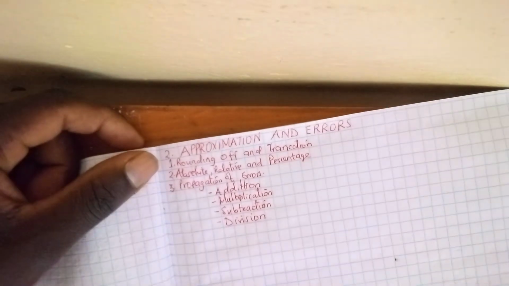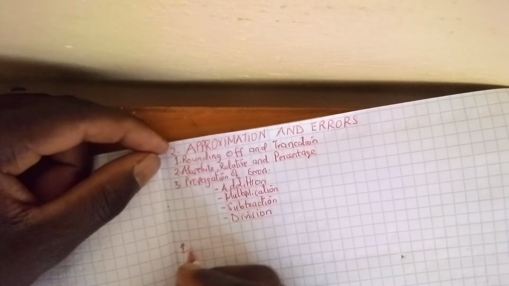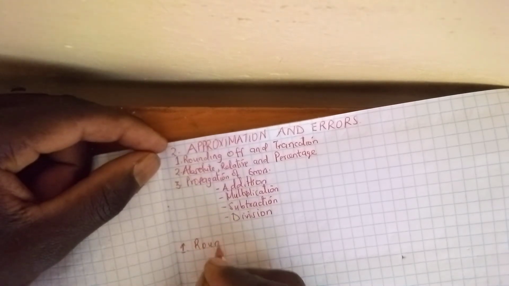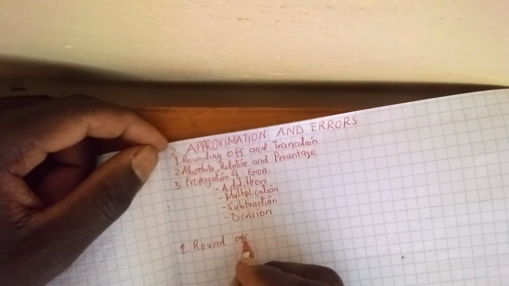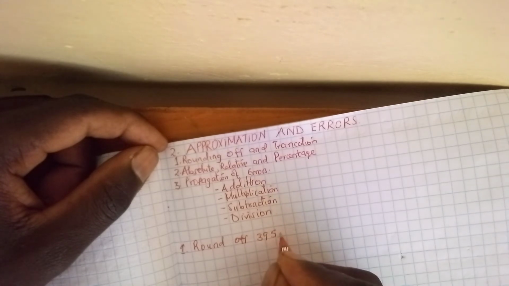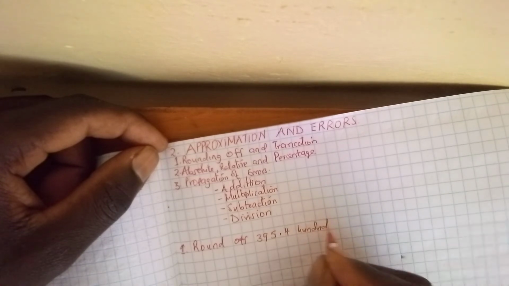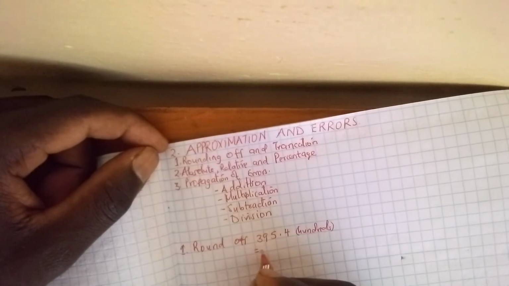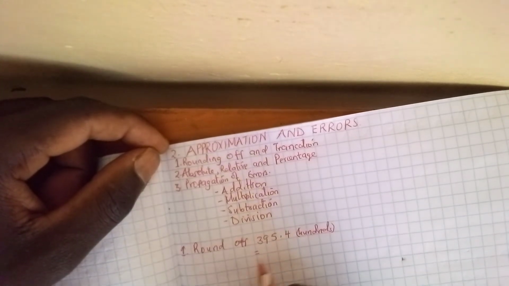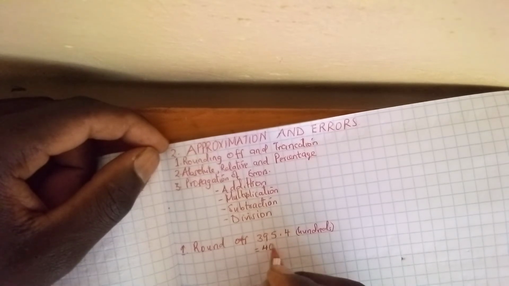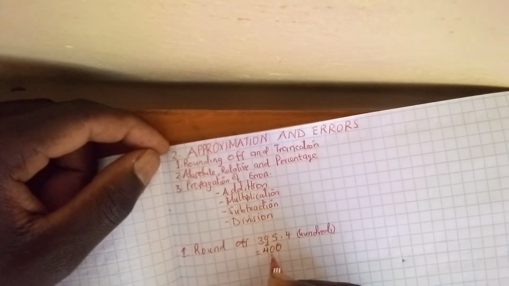Starting with the first one, when you round off, so we start with number 1. When you are told to round off a digit, for example, 395.4 to the nearest hundreds. When we round off this number, we will have the nearest hundreds. That means we will have 400 because we look at 9. It's in the 10th digit to give us 400.